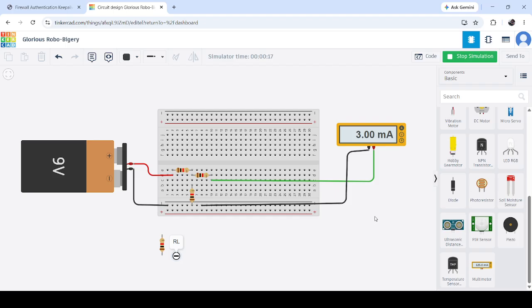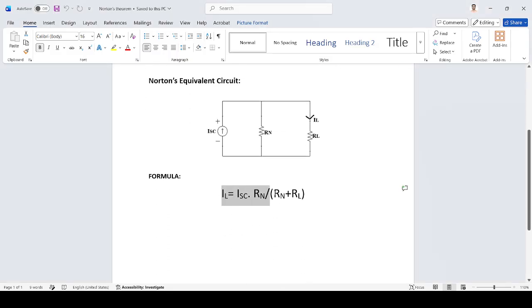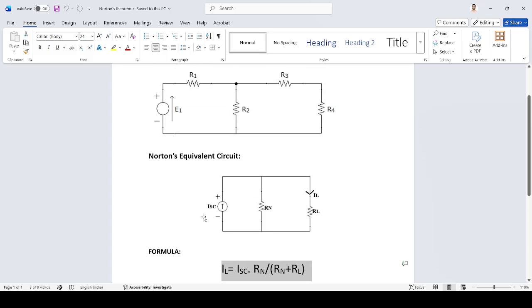Norton's resistance, that is your Rn, is 1.5 kilo ohm, and the load resistance RL is 1 kilo ohm. Now, with the help of the formula, we will identify the value of the load current. Here again, we have the formula: IL is equal to ISC into Rn divided by Rn plus RL. With the help of this formula, we will identify the value of the load current, which is the analysis of Norton's theorem. Thank you.